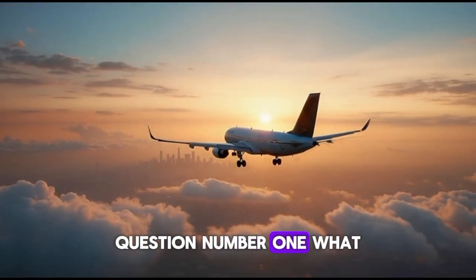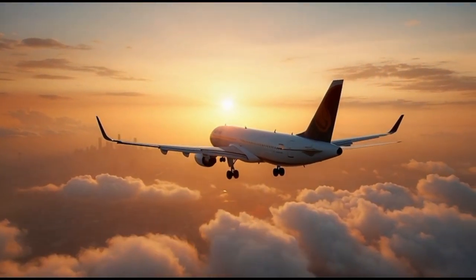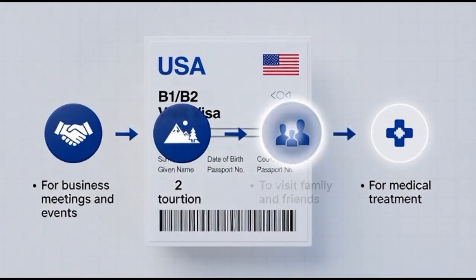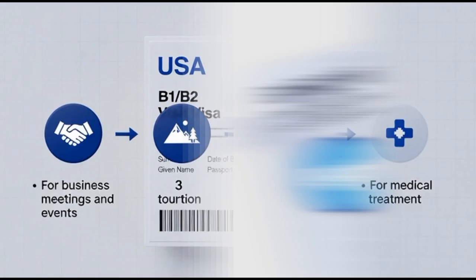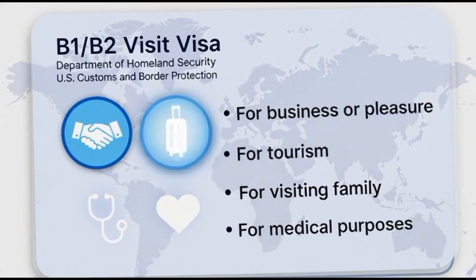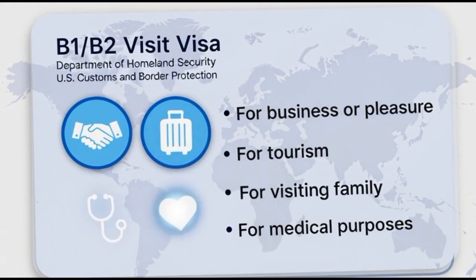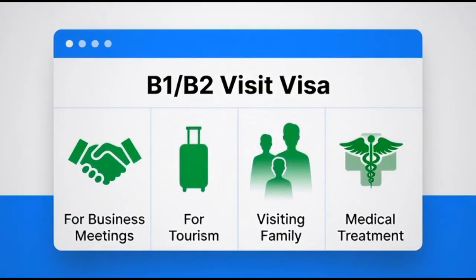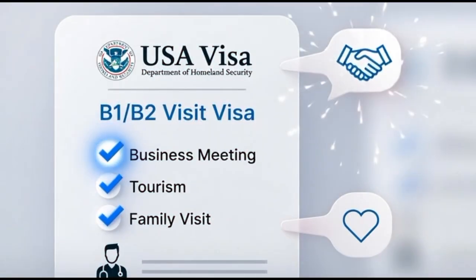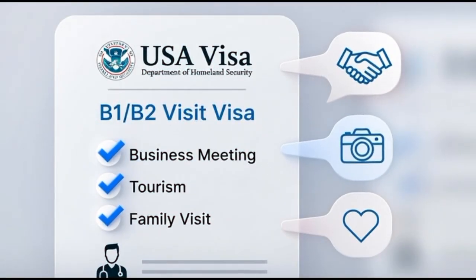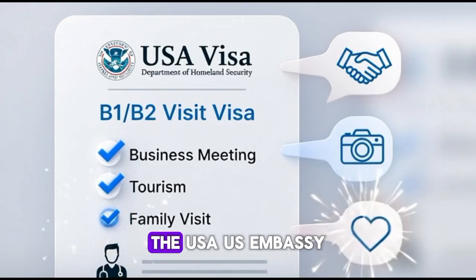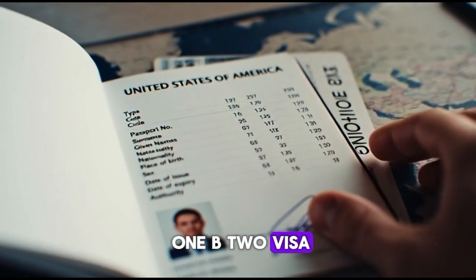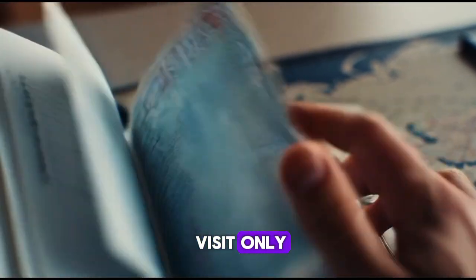Question number 1. What is the USA visit visa B1 or B2 category? The USA visit visa is officially known as the B1 or B2 visa. B1 is for business-related visits such as meetings or conferences, and B2 is for tourism, visiting family or friends, or medical treatment. In most cases, the US Embassy issues a combined B1/B2 visa, which allows short-term visits only.